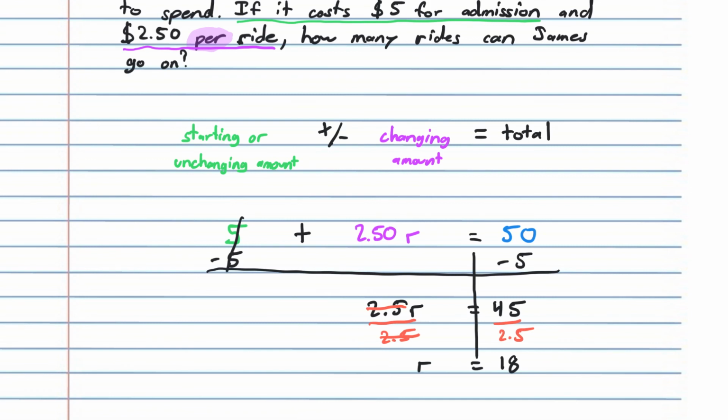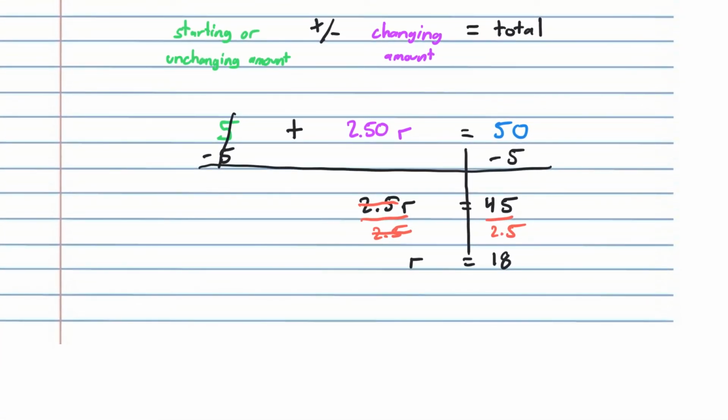Let me go back up to our word problem. I'm going to highlight the question: how many rides can James go on? We technically haven't answered that yet. We have an equation, but we haven't answered the question. So you do need to answer the question with a brief sentence. We can write a really simple sentence: James can go on 18 rides. Now we've answered the question completely, and we're good to move on.